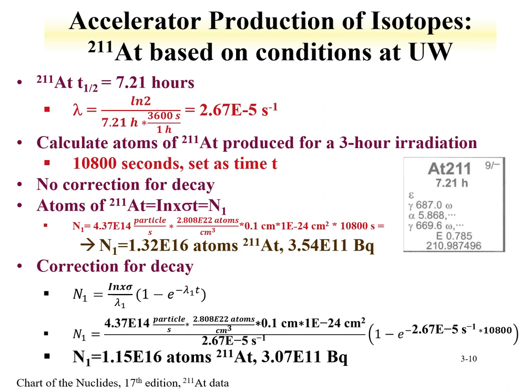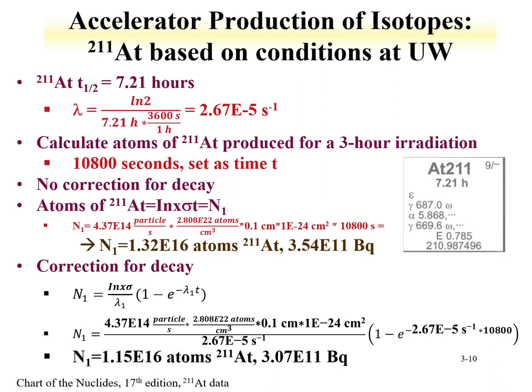Continuing with the example of the production of astatine-211, based upon the conditions used at the University of Washington, the decay constant for the astatine-211 isotope needs to be determined. The data from the chart of the nuclides show that the half-life is 7.21 hours for astatine-211. Converting that into the decay constant is simply log 2 divided by the half-life. Remember that the half-life should be converted into seconds, so it's 7.21 hours with 3,600 seconds per hour. You get a decay constant of 2.67 times 10 to the minus 5 inverse seconds.